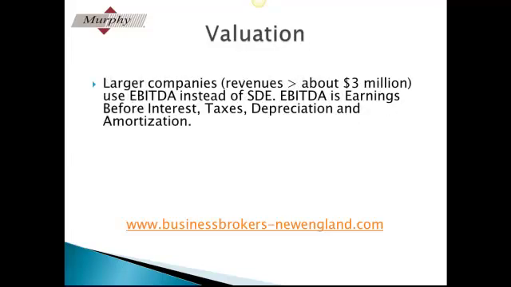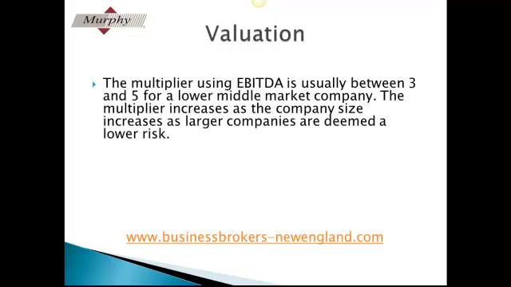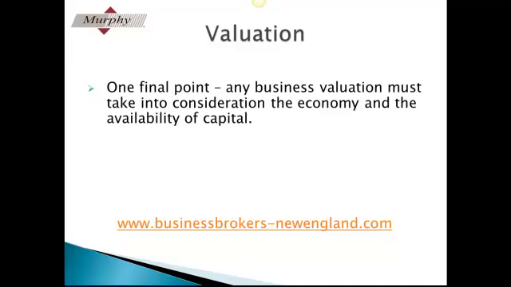Larger companies, revenues greater than about 3 million, use EBITDA instead of SDE. EBITDA is earnings before interest, taxes, depreciation, and amortization. EBITDA is simply SDE minus a reasonable owner's salary. Anything over a reasonable amount for the owner's salary is treated as excess salary and adjusted. The multiplier using EBITDA is usually between 3 and 5 for a lower middle market company. The multiplier increases as the company size increases, as larger companies are deemed a lower risk. One final point. Any business valuation must take into consideration the economy and the availability of capital.